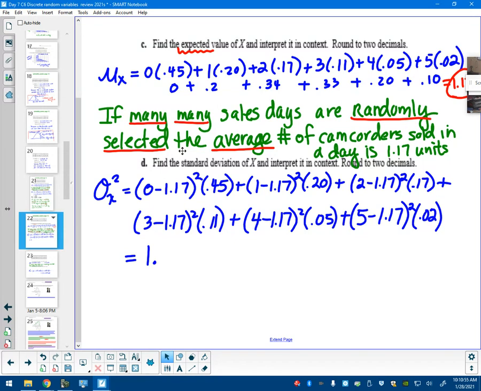When you're done typing that in, let me see it before you square root it. And I'll tell you if you are successful. Sadly, this is a skill that we're not all that successful with. Nice, good job.